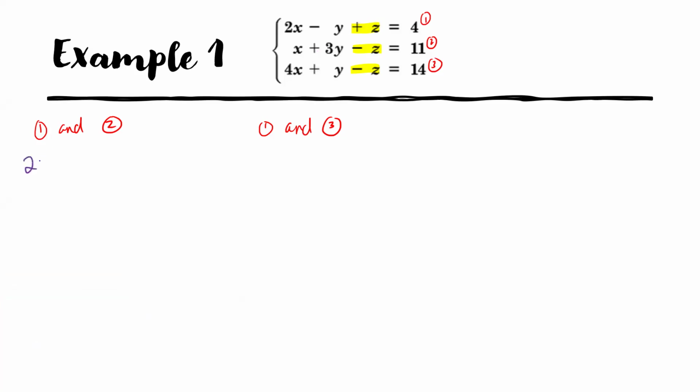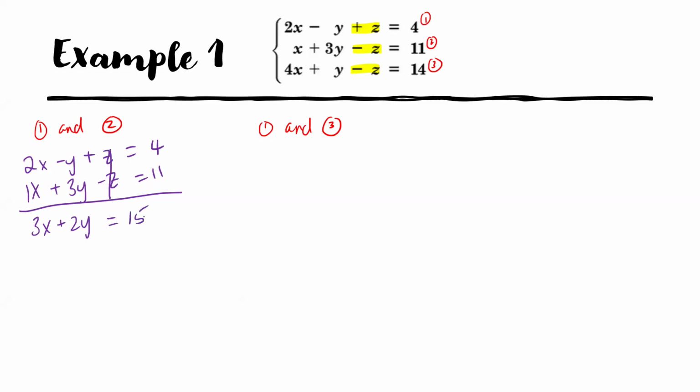So with equation number 1, I have 2x minus y plus z equals 4. Equation number 2, I have x plus 3y minus z equals 11. So I'm combining these two equations. I get 2x plus 1x makes 3x. I have negative 1 plus 3y is 2y. And what happens to my z's? They cancel, which was the plan all along, right? And that equals 15.